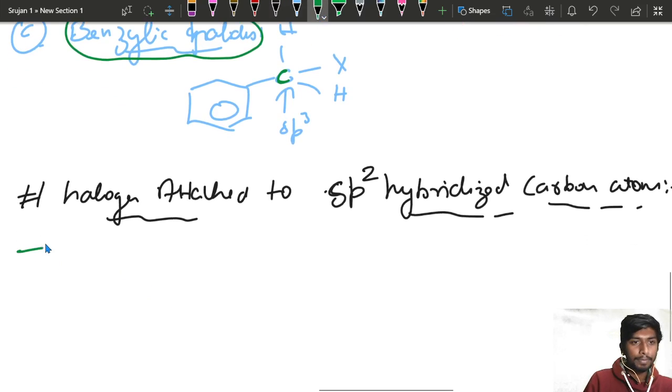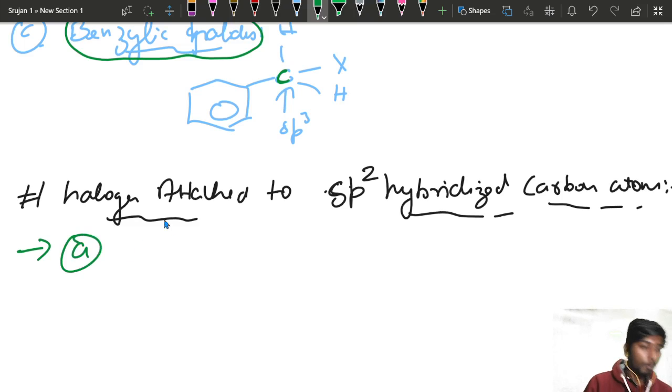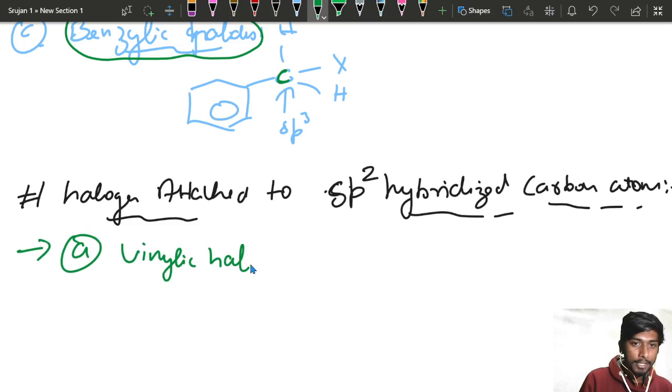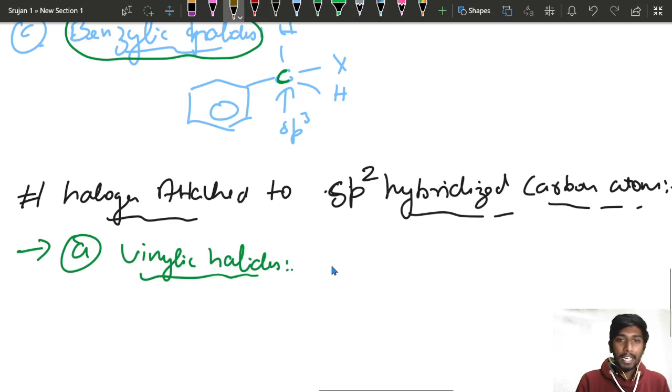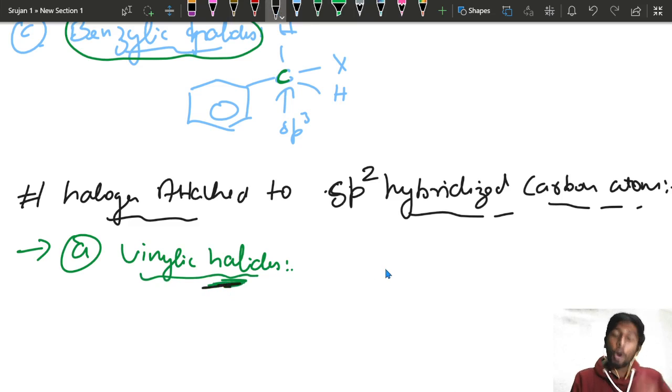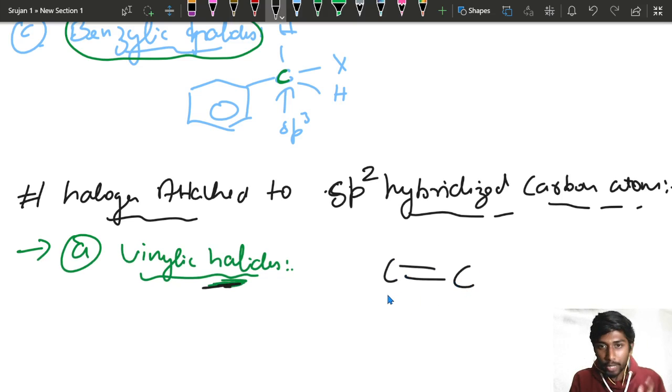So what is this case? This is a different case, and it will be classified again into two types. One is vinylic halides. Do you know what vinylic is? Not only with halides, you can take any substituents, such as alcohols too. Any substituent attached to a carbon-carbon double bond is called a vinylic substituent.